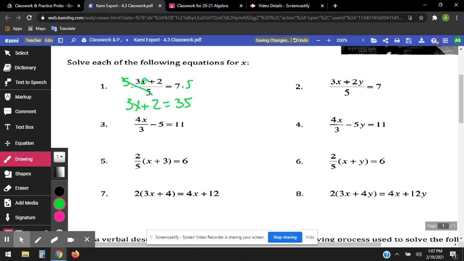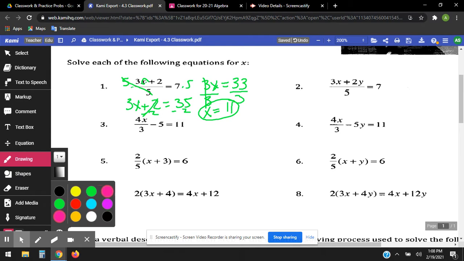And now, again, I'm working towards my x. The plus 2 is the farthest away, so I'm going to subtract 2 from each side. Those cancel, and that gets me 3x equals 33. Now to get my x by itself, I need to undo the multiplication, which is a divide by 3. So x equals 11. 33 divided by 3 is 11. All right, next one.